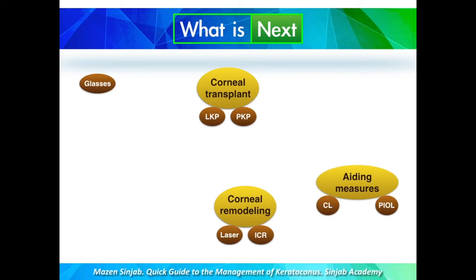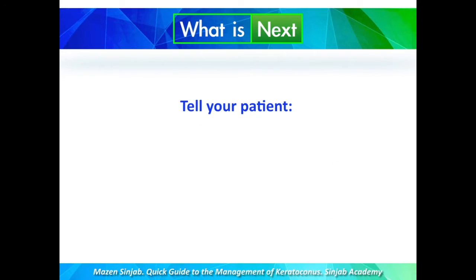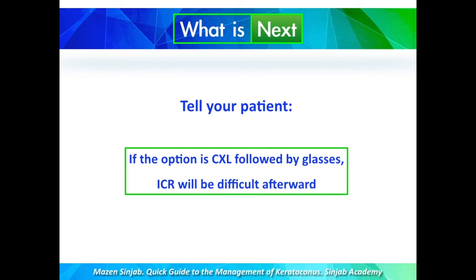Finally, if the option was to go for glasses and later on for any reason we have to switch into corneal transplant, it is possible, even if corneal cross-linking has been done before. So, tell your patient, if the option is corneal cross-linking followed by glasses, intracorneal rings will be difficult afterward.